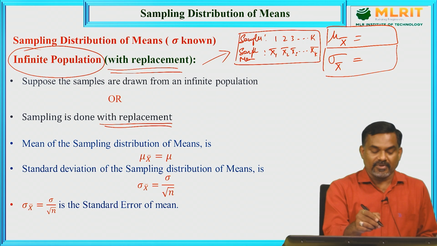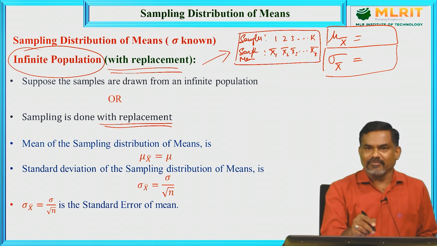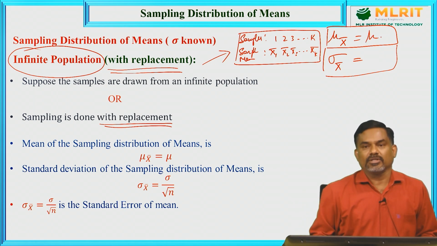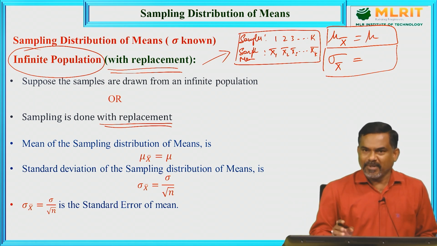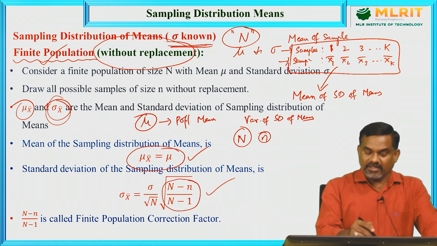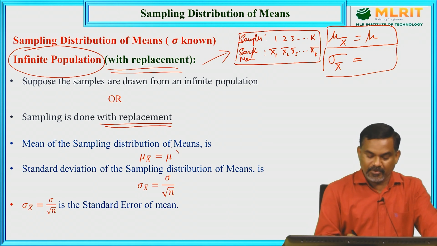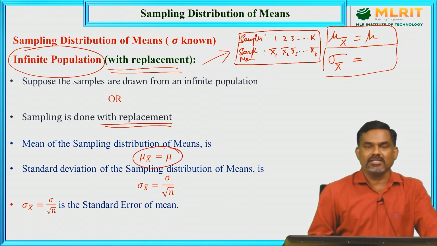In the case of an infinite population or sampling with replacement, this mean of the sampling distribution of means is again equal to the population mean mu. That means in both cases this is the same. In the case of without replacement, mu x bar is mu, and in the case of with replacement, mu x bar is mu. So in both cases the mean of the sampling distribution of means is equal to the actual population mean.